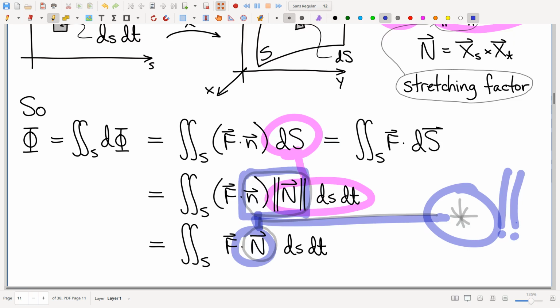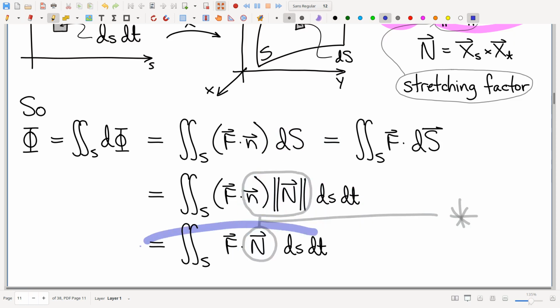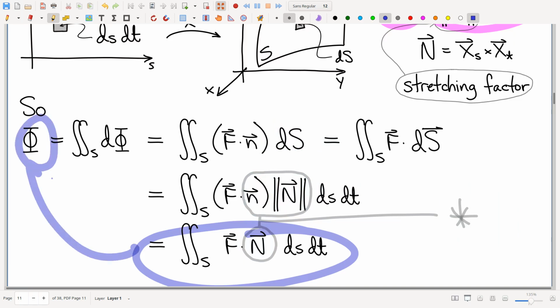Okay, so anyway, look at our convenient little result here. Everything here is fully pulled-back computation of flux. Everything in the big dark blue circle here is in terms of s and t. And so it's an easy computation.